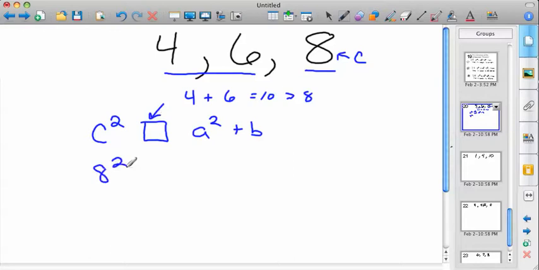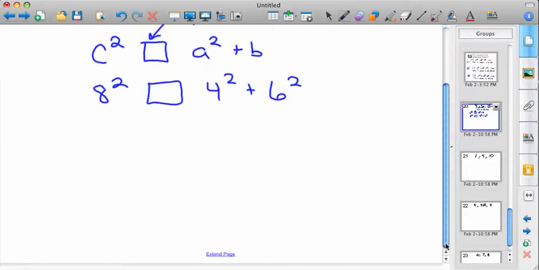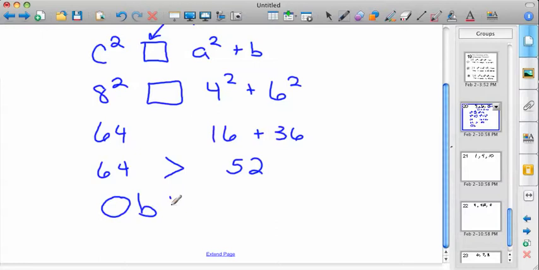So 8 squared and then something, 4 squared plus 6 squared. We don't care what a and b are. Alright, so that's 64, and that's 16, and that's 36. And 16 and 36 is 52. And notice 64 is greater than 52. This is an obtuse triangle. We know it's an obtuse triangle with those three lengths. And they could be in inches, feet, miles, whatever, but we know those three lengths will form an obtuse triangle.